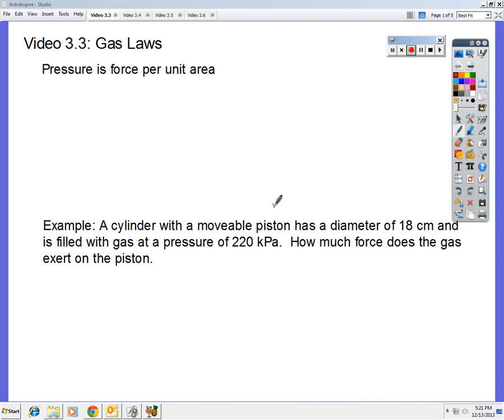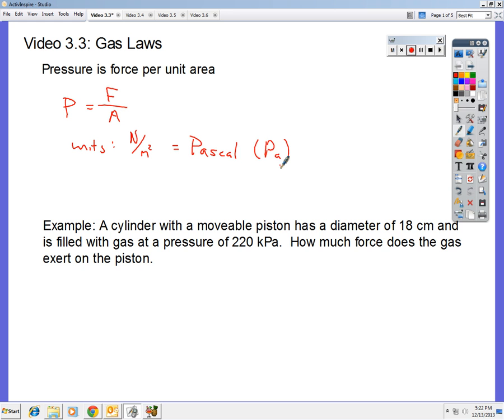We'll be talking about gas laws, but we have to start with the definition of pressure. Pressure is force per unit area. Equation: pressure equals F over A. The units are newtons per square meter, which we call the Pascal.